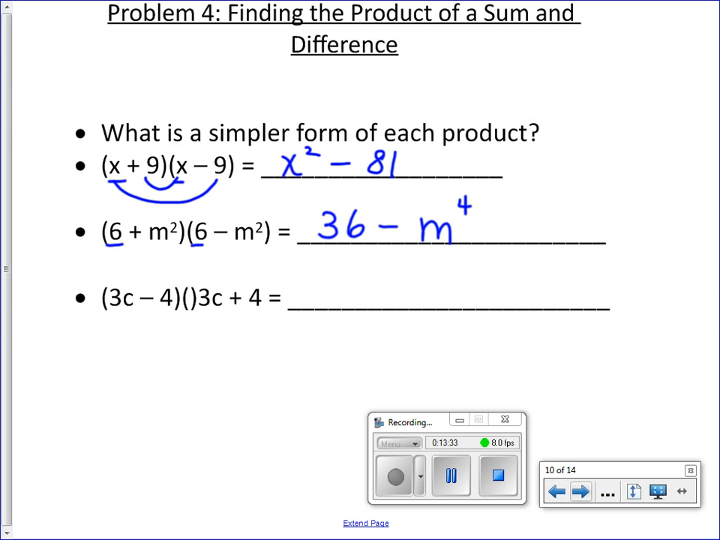And on the last one, it looks like my parentheses are totally messed up here. Let me just redraw those. Okay, so we have 3c times 3c would be 9c squared, minus, the outer term and inner term will combine to equal 0. And so we have minus 4 times 4 is 16. And there is our answer.